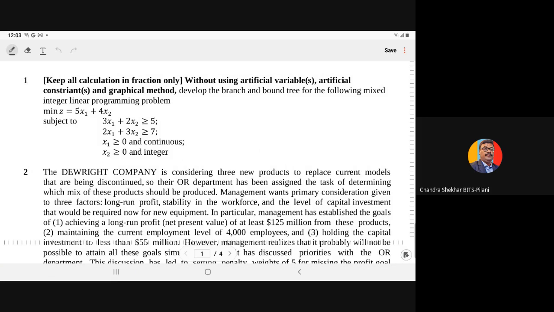So good afternoon, students. Welcome to the next lecture of Math F212 Optimization. Today we will cover some questions from the previous year question paper. So let us take this question.